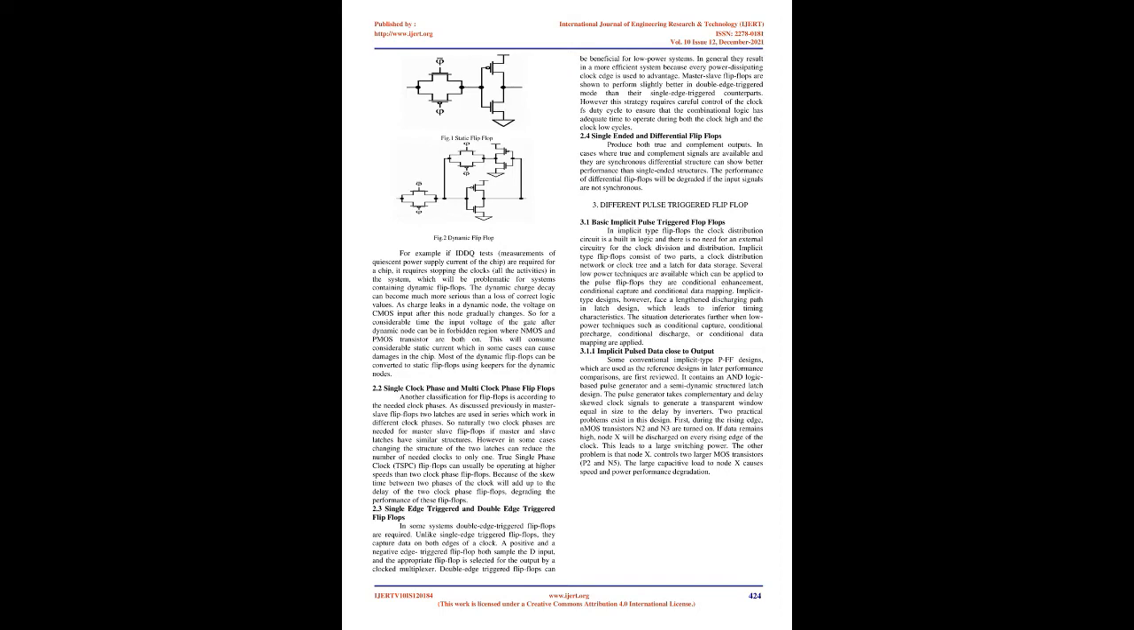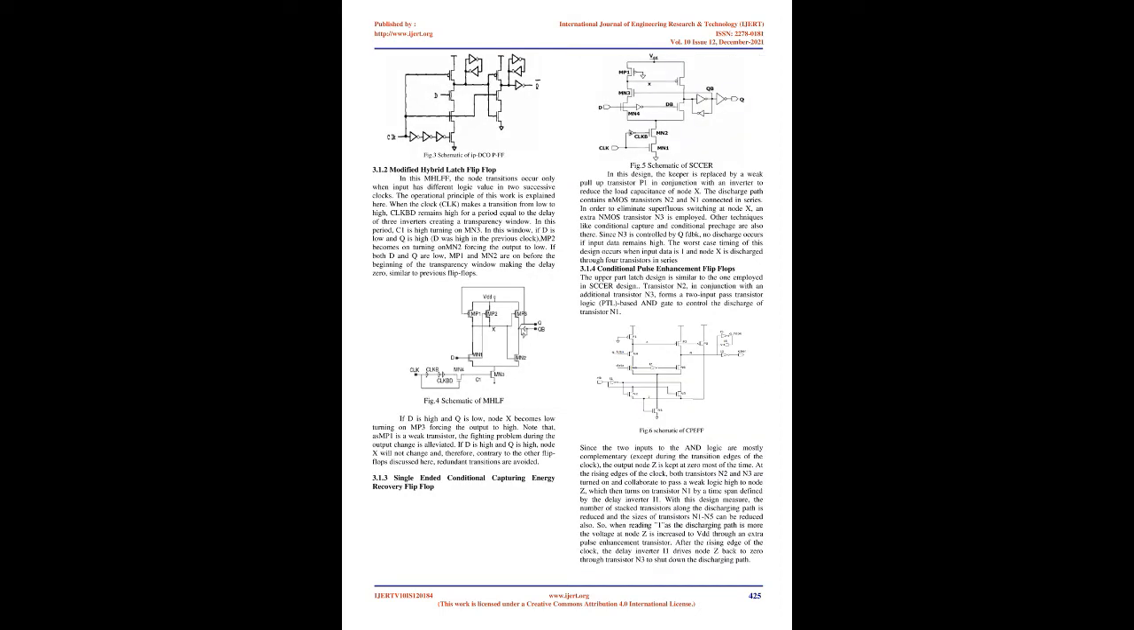In this MHLFF, the node transitions occur only when the input has a different logic value in 2 successive clocks. The operational principle of this work is explained here. When the clock, CLK, makes a transition from low to high, CLKBD remains high for a period equal to the delay of 3 inverters, creating a transparency window. In this period, C1 is high, turning on MN3. In this window, if D is low and Q is high, D was high in the previous clock, MP2 becomes on, turning on MN2, forcing the output to low.